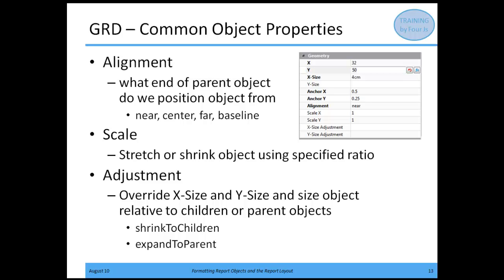If you're dealing with scale X or scale Y, you're either going to stretch or shrink the object using the scale you specified. So if you want it to be half the size, I would set scale X and scale Y equal to 0.5. For the X size adjustment and Y size adjustment, you can override the settings of your X size and Y size and size the object relative to children or parent objects. So you can either shrink it to children or you can expand to parent.